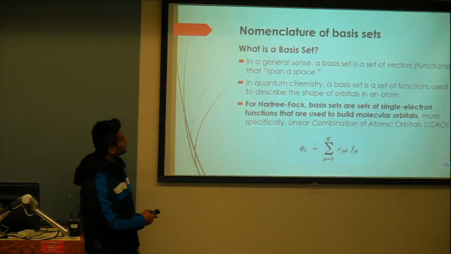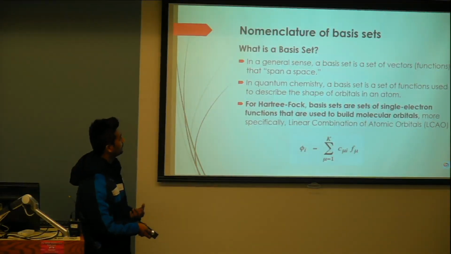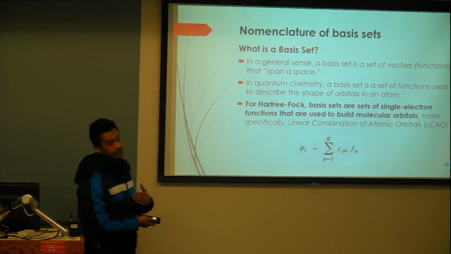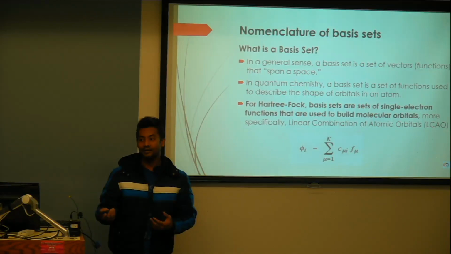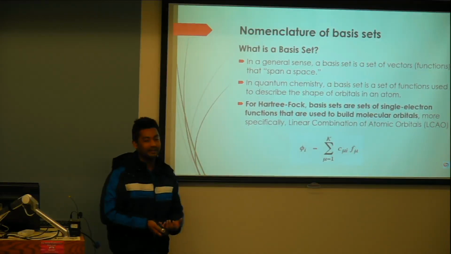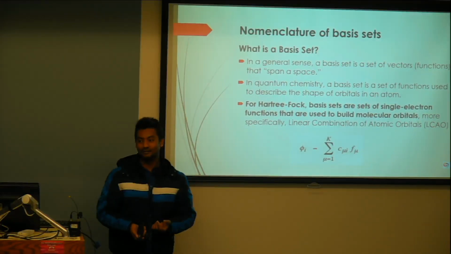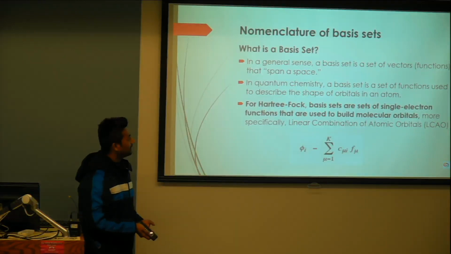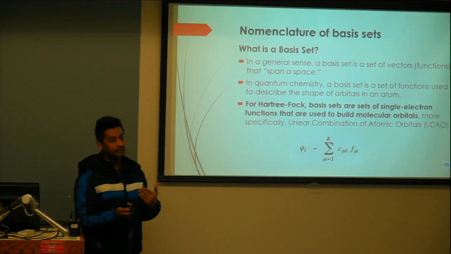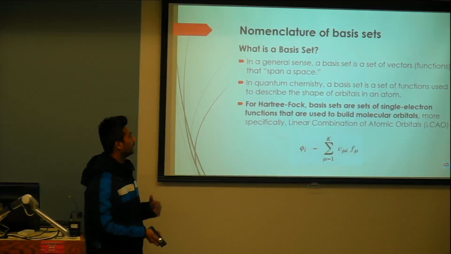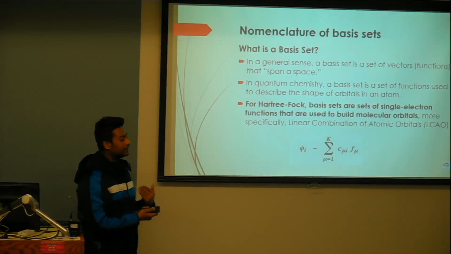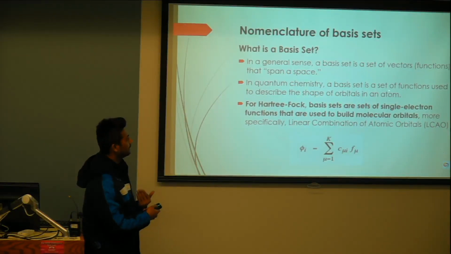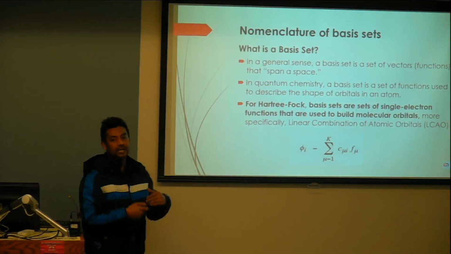First of all, the basis set is a huge topic. Maybe we need another semester to study it. In general, what is a basis set? A basis set is a set of functions or vectors that span a space, and in quantum chemistry we use the basis set to describe the shape of the orbital.